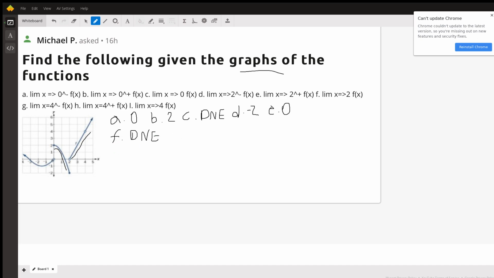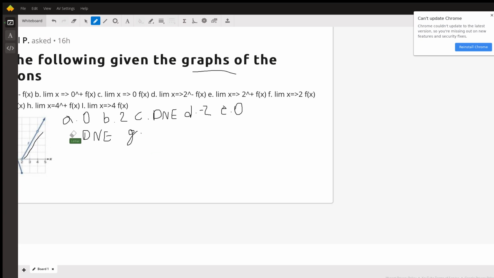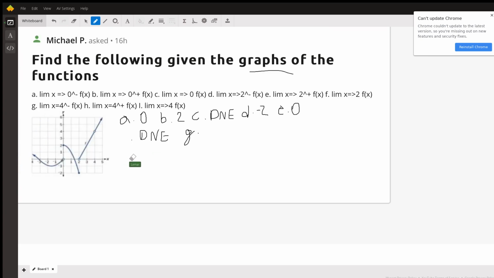For G, I believe it's going to be a similar pattern. As x nears 4 from the left, we get this open circle here at y equals 4. So we have 4 here.